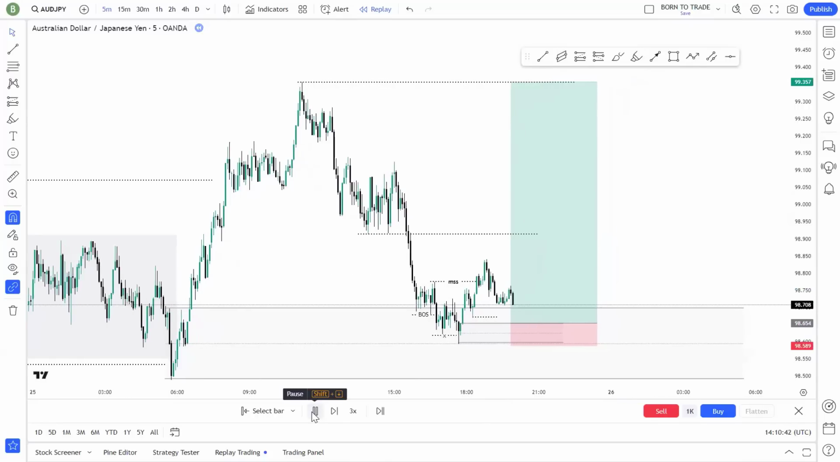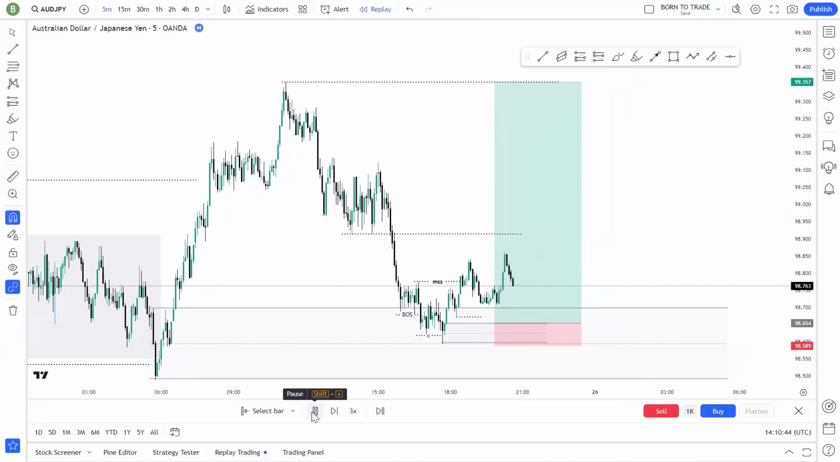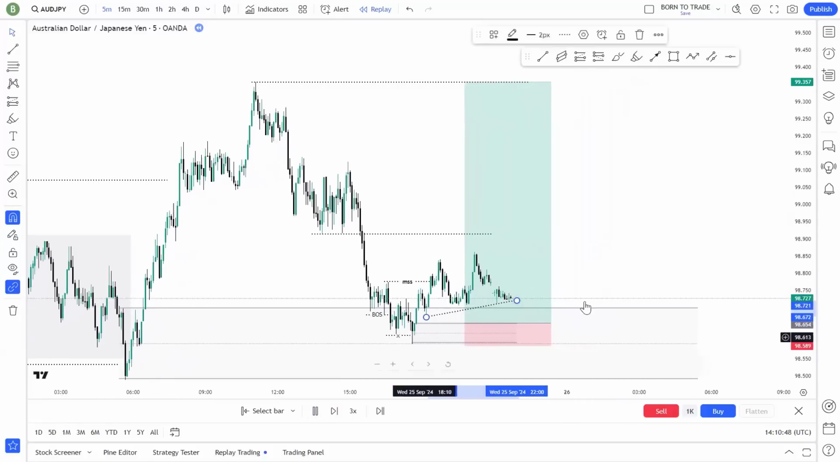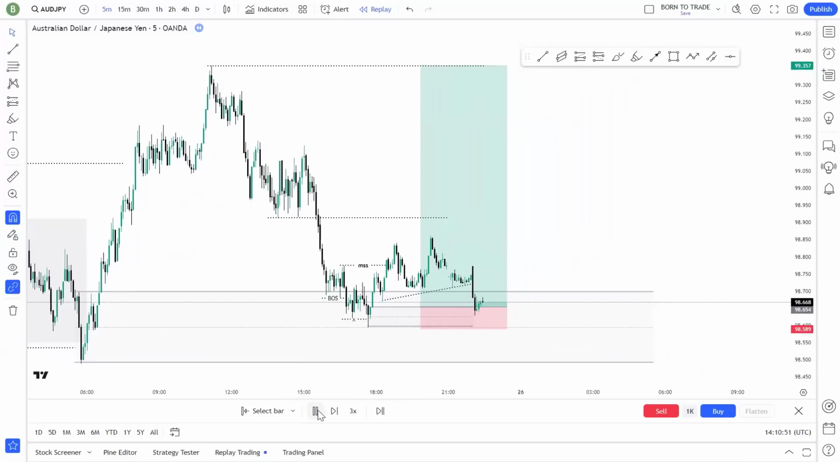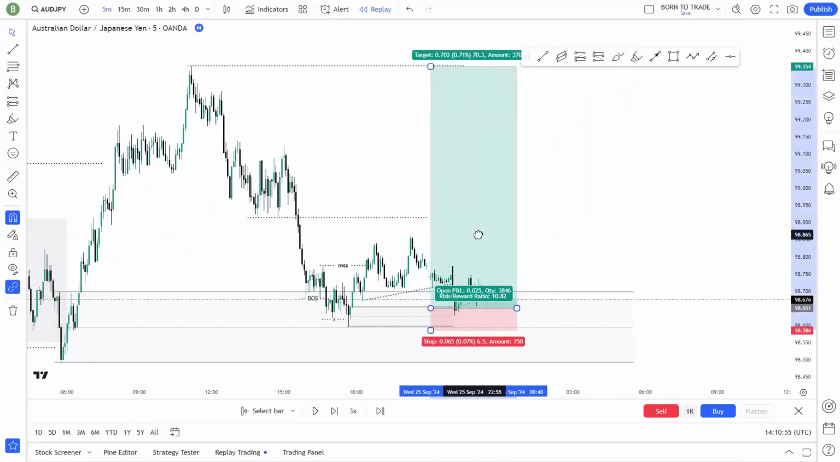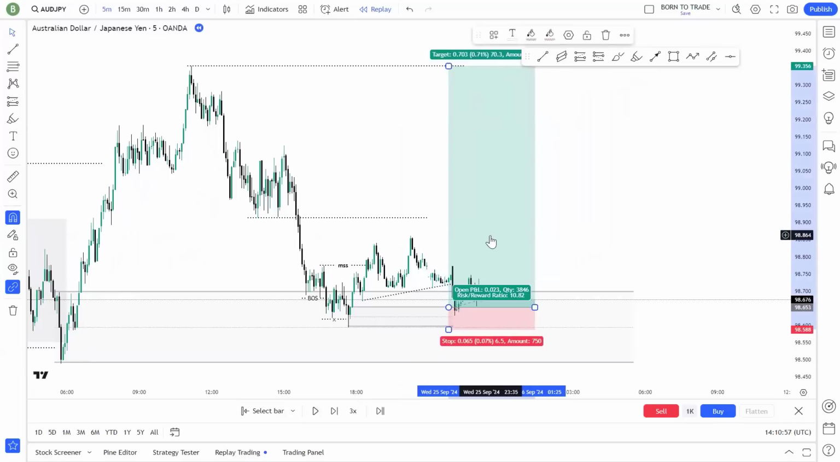Now we're having the pullback back into the range, and price builds more trendline liquidity at this particular area, which increases the probability of this playing out. And finally, we have an entry at this particular area. See, price comes, mitigates this particular area, which is a very good entry point.